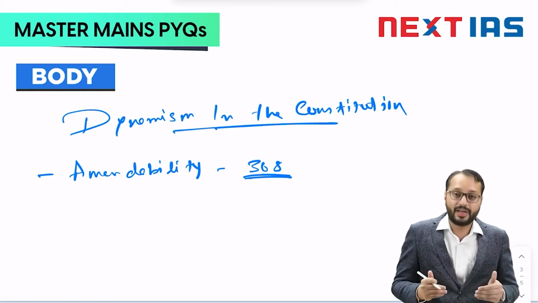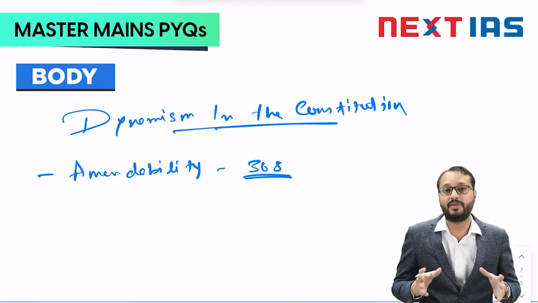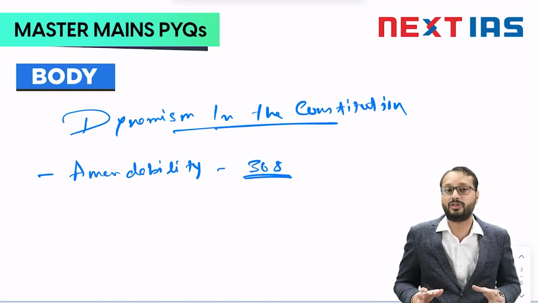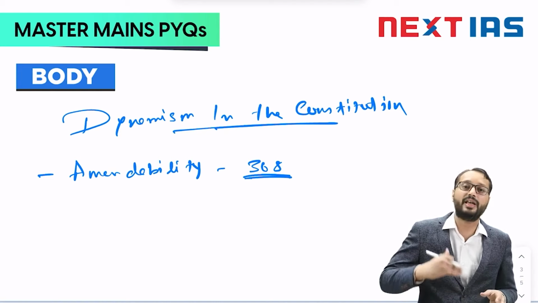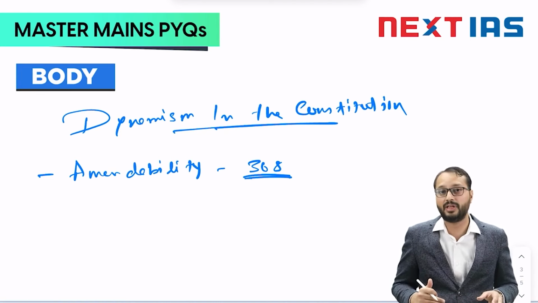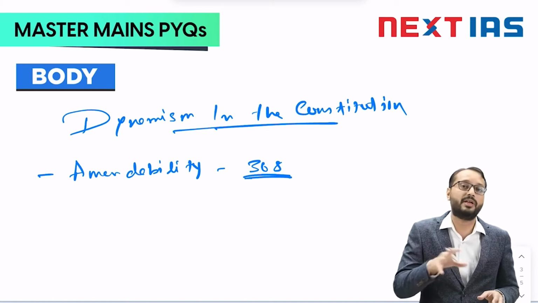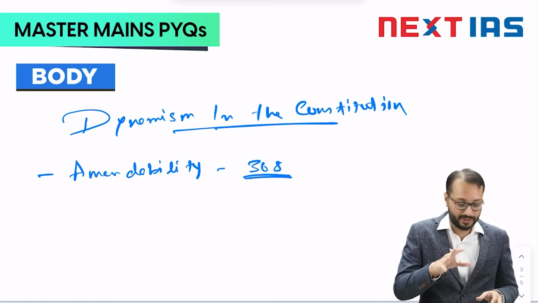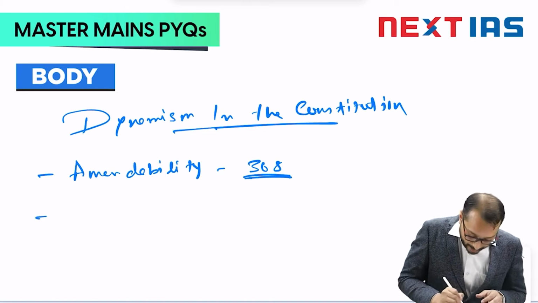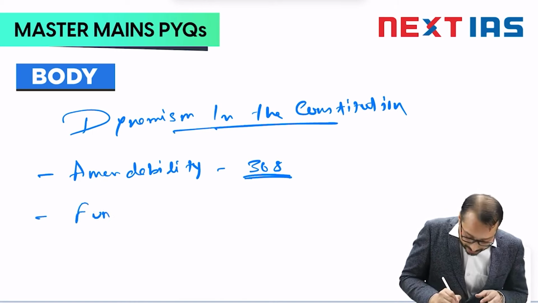So the amending feature of the Constitution is both rigid and flexible, right? This blend of flexibility and rigidity in the Constitution of India has ensured that it can change with changing times, and simultaneously keep certain basic values intact, right? Basic features intact. The next important point is fundamental rights.